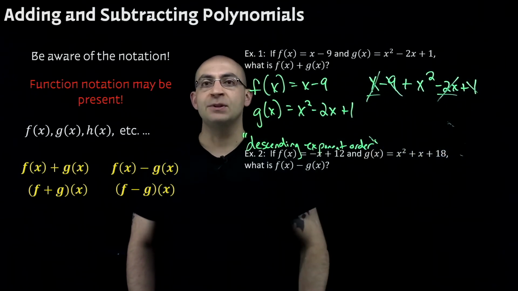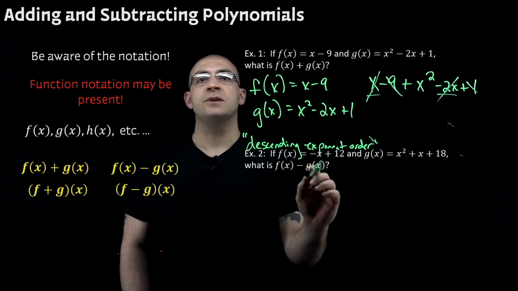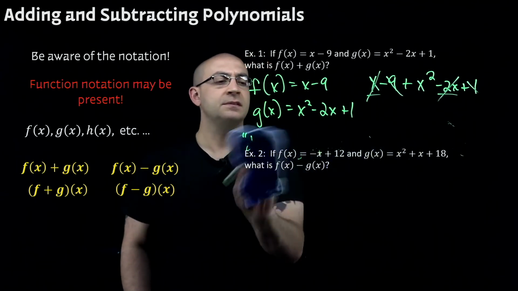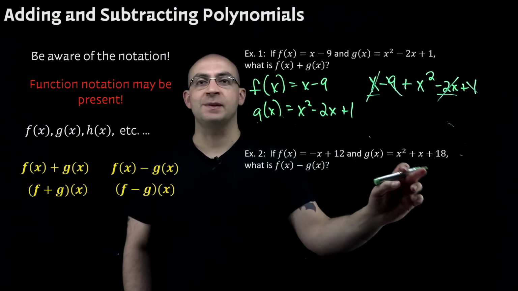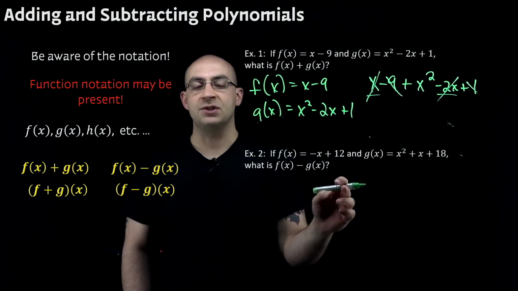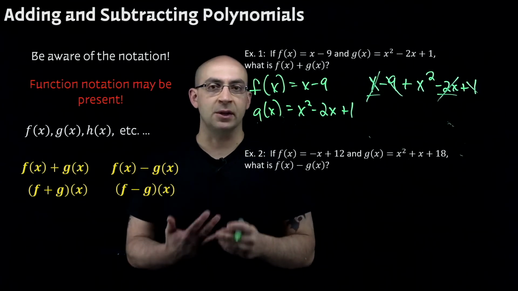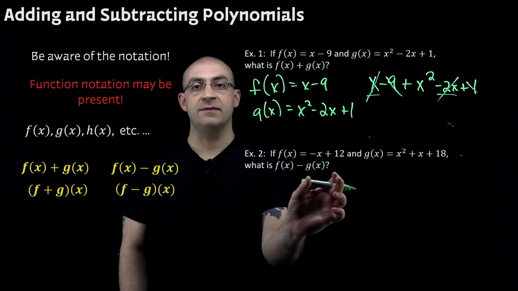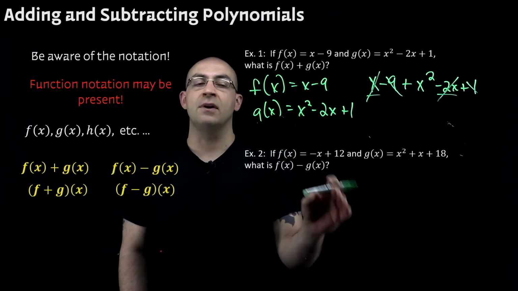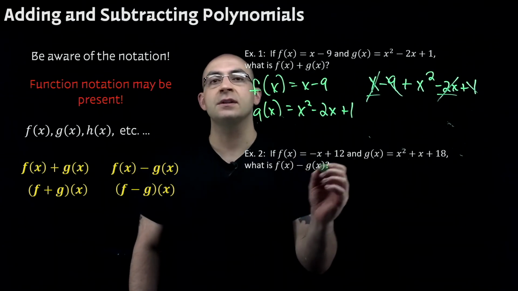All right, number 2 says, if f of x equals negative x plus 12, and g of x equals x squared plus x plus 18, what is f of x minus g of x? Okay, so the setup here is going to be a little bit different though, because it's subtraction. And I've got to put whatever g of x is in parentheses by itself so that negative sign can distribute. So let's go ahead and do that.